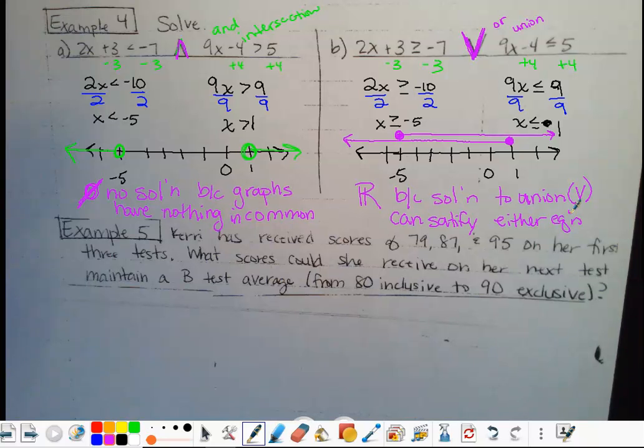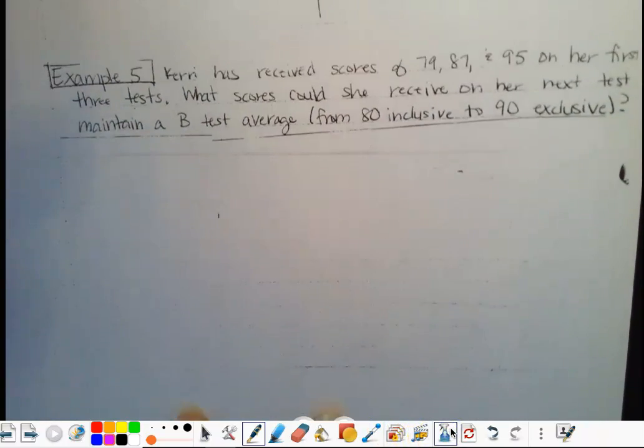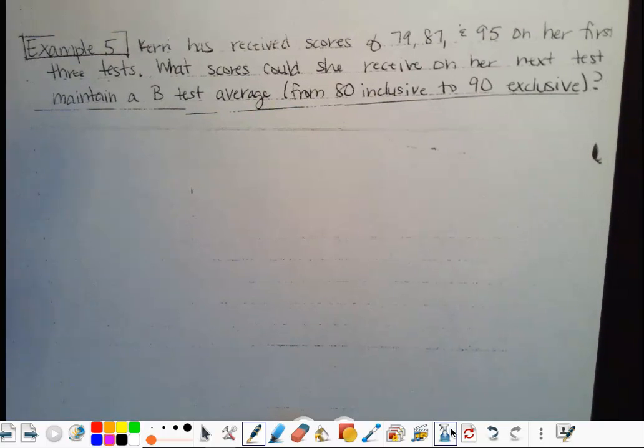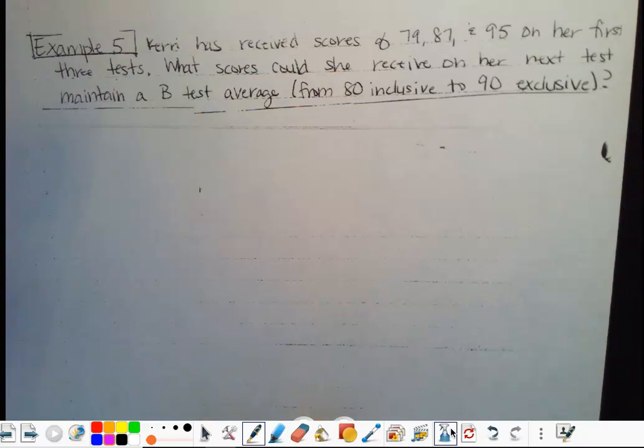Okay, then let's try example 5. We're going to get into this word problem. Check that out. All right, so Carrie has received scores of 79, 87, and 95 on her first 3 tests. What scores could she receive on her next test and maintain a B test average? So we're talking from 80 inclusive to 90 exclusive.